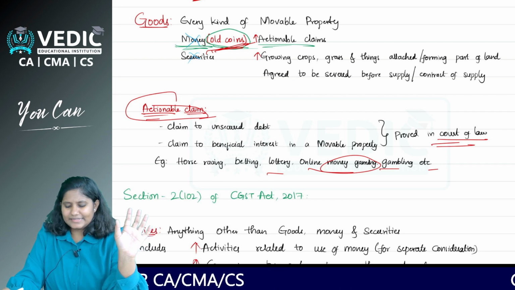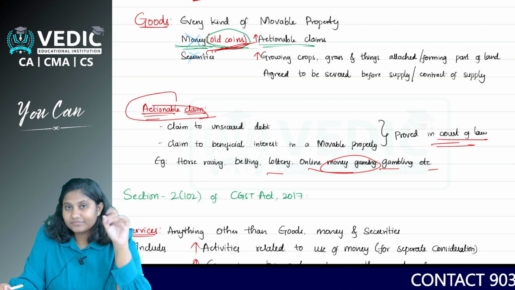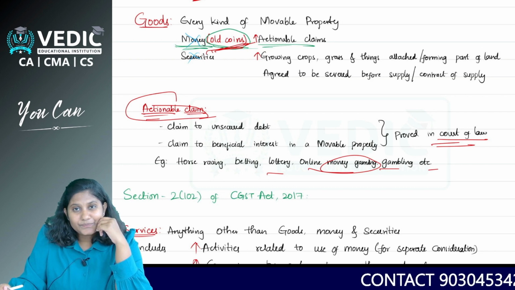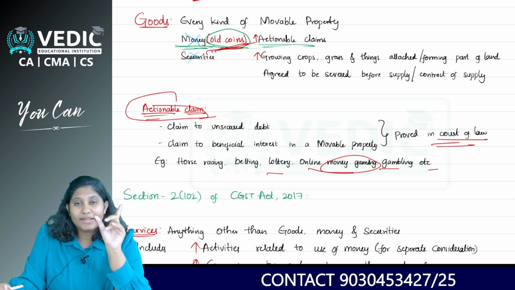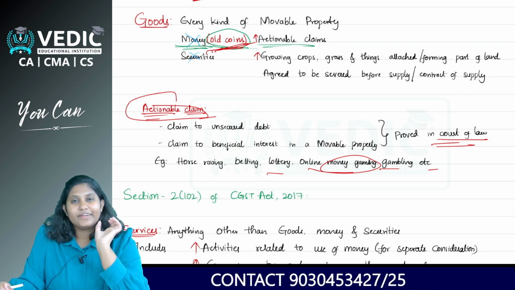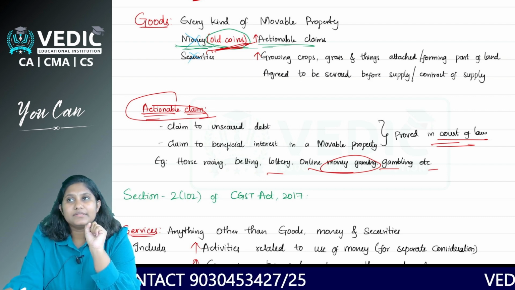Right? See, online money gaming, gambling, etc. See, horse racing, betting, lottery, gambling, we know. Then what is this online money gaming? Anyone? Think. Tell me the difference between online money gaming and online gaming. See, I'll tell you. What does online gaming mean?